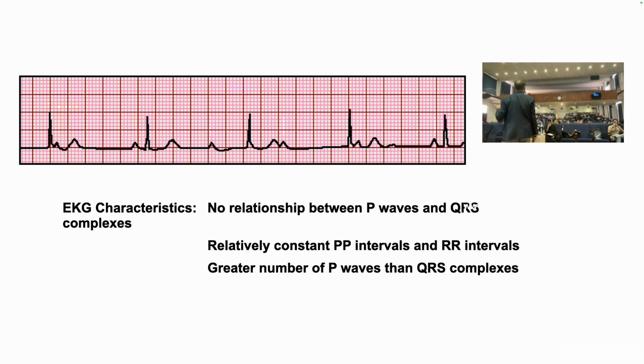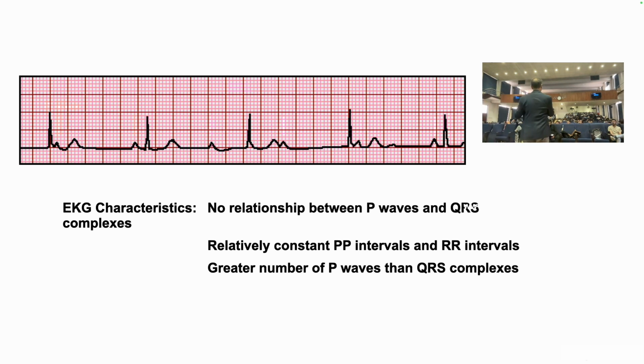All impulses which are generated at the SA node fail to cross the AV node. So first degree heart block is they all cross. Second degree heart block, some of them cross. Third degree heart block, none of them cross. So there is total AV dissociation. No relationship between P waves and the QRS. Relatively constant PP interval and RR intervals. Greater number of P waves than QRS complexes. So you identify this is a third degree heart block.